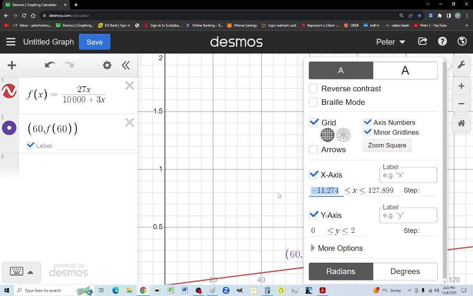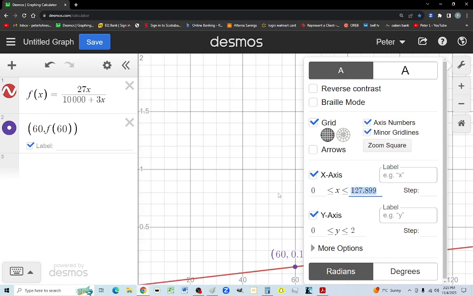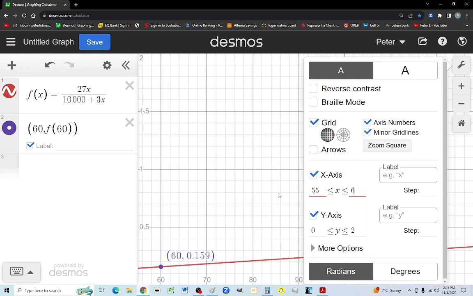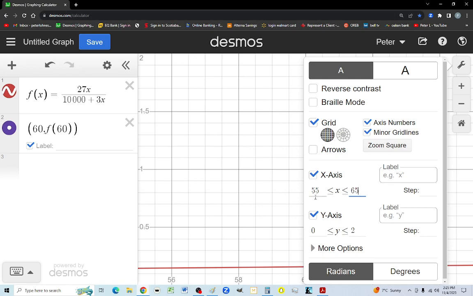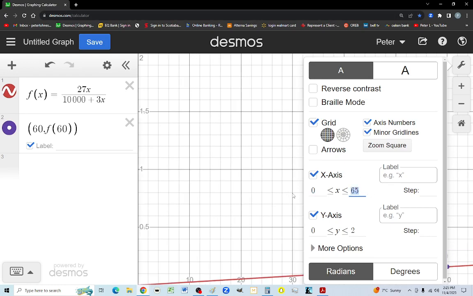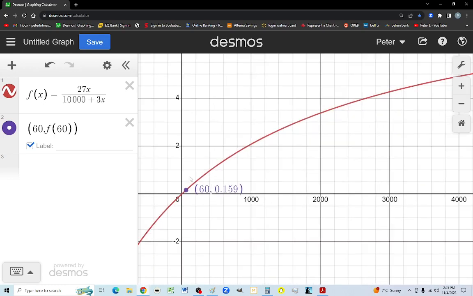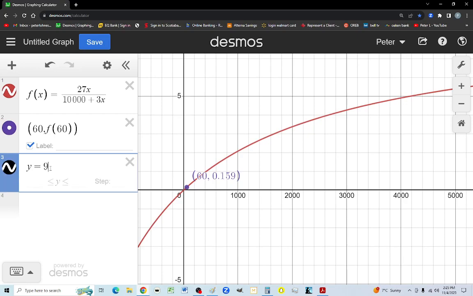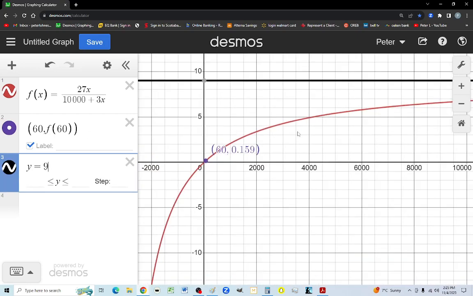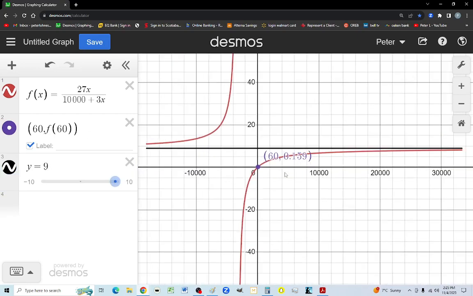And this one, we can make it from around 55 to 65. Okay, well, let's stretch it out even more, 0 to 1,000. There we go. That gives us a better idea of what's going on. And just to show you, I'm going to put y is equal to 9 to show you that it's always going to be trying to reach 9, but not quite get there.